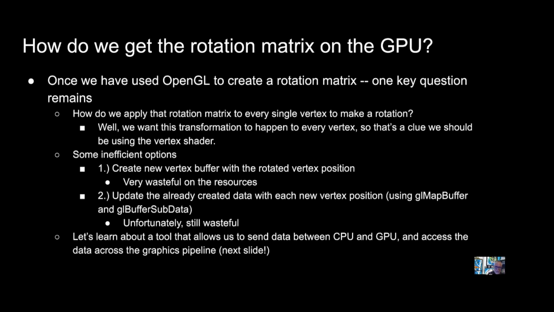Now, we've set up our matrix. How do we get it into the GPU? This is the part we've been waiting for. We could do a couple of things. We could make a new matrix buffer and we could do the transformations ourselves. Yeah, no, that's not very good. We could update the created data with new vertex positions. Yeah, no, that's not very good either. Let's just figure out how to get the GPU to do it. So what we need to do is figure out how to tell the GPU what the matrix is that we want it to use, and then Bob's your uncle, off you go. It will let it happen.